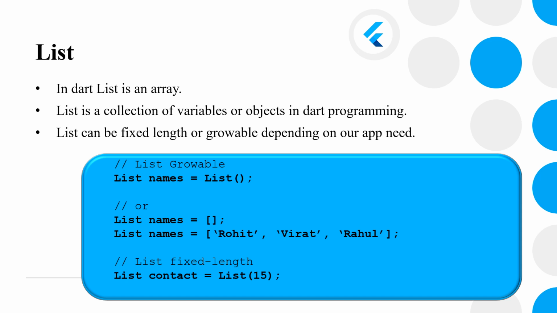In Dart, a list is an array, which is a collection of variables or objects. A list can be of fixed length or growable length, depending on our app's needs. A growable list can be given with the keyword List, a variable name, and List with parentheses, or it can be given with square brackets, and it can be initialized with values. In case of fixed length, the length of the list can be given as a number in the parentheses.